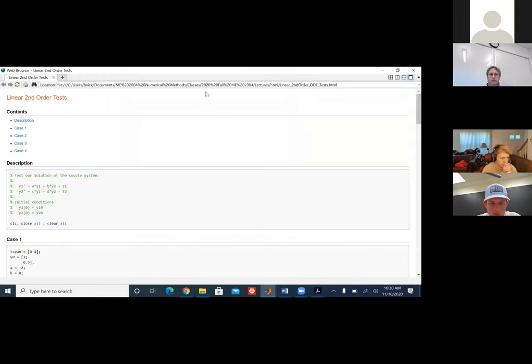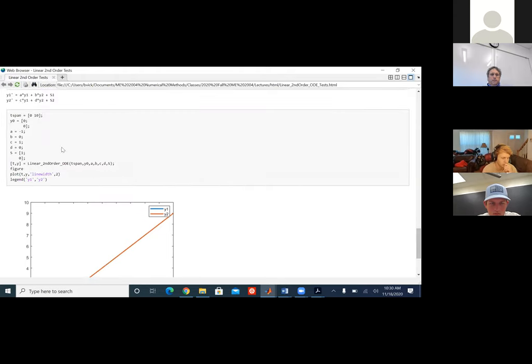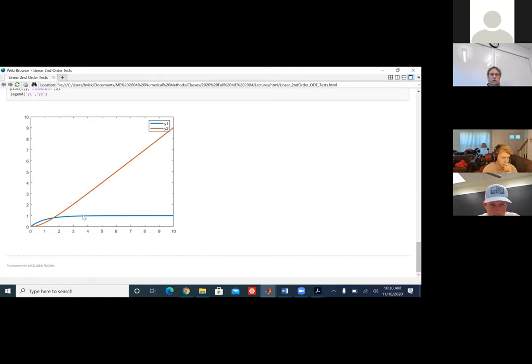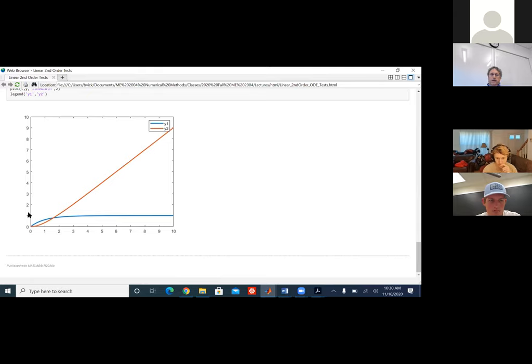There we go. So with this last case, Y1, no, it doesn't know anything about B. It doesn't know anything about its buddy. It decays in proportion to itself and it has a source. So we know from our fixed point analysis it'll grow to a one. However, it makes for a constant source for Y2, which means it caused Y2 to run away.